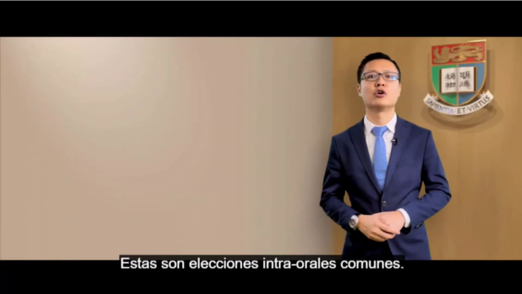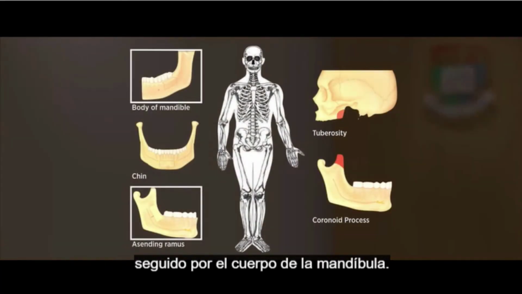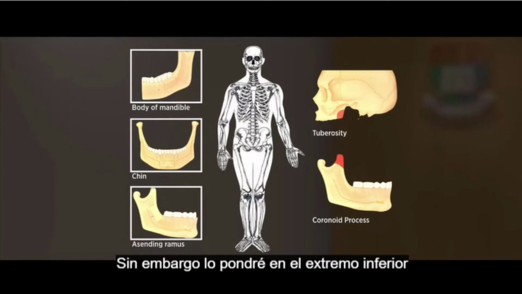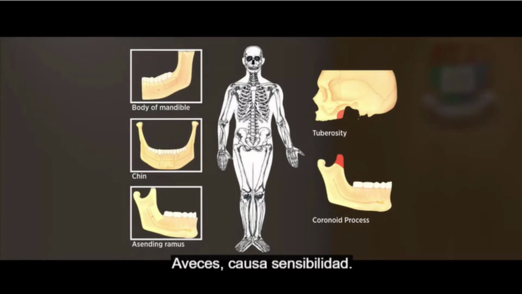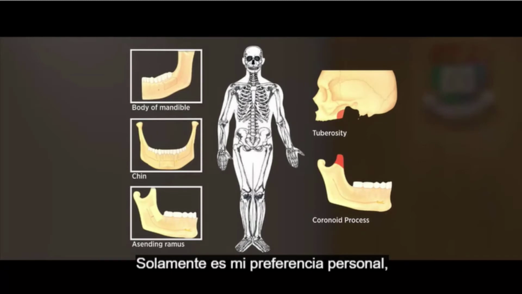These are common intraoral choices. My favorite is a ramus bone harvest followed by a body of the mandible. Chin is also a good site to many surgeons. However, I will put it at the low end as it could cause scarring and stretching over the lower lip region. Sometimes it causes sensitivity over the mandibular anterior teeth too. It's only my personal preference, of course, since there are always pros and cons in different procedures.